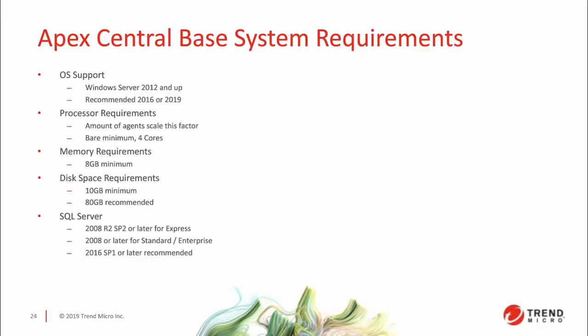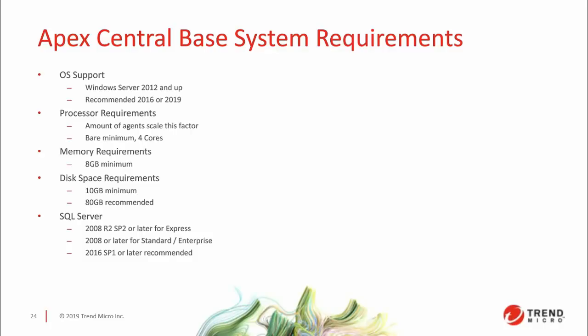All right, Apex Central base system requirements. Again, very, very conservative, and Apex Central is a product that remains fairly static with its system requirements, so it makes it really simple. Like I said, OS support, same thing. Go 2016 or 2019. Be a cool person and do that. Processor requirements, 4 cores. Memory requirements, 8 gigs. Disk space has a wide range there, but it's just for the amount of space that logging and things like that will consume. So 80 gigabytes is recommended.